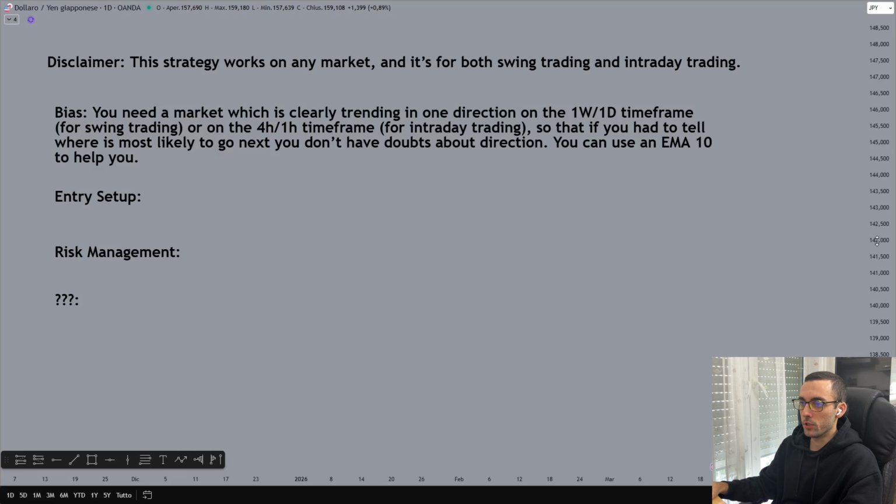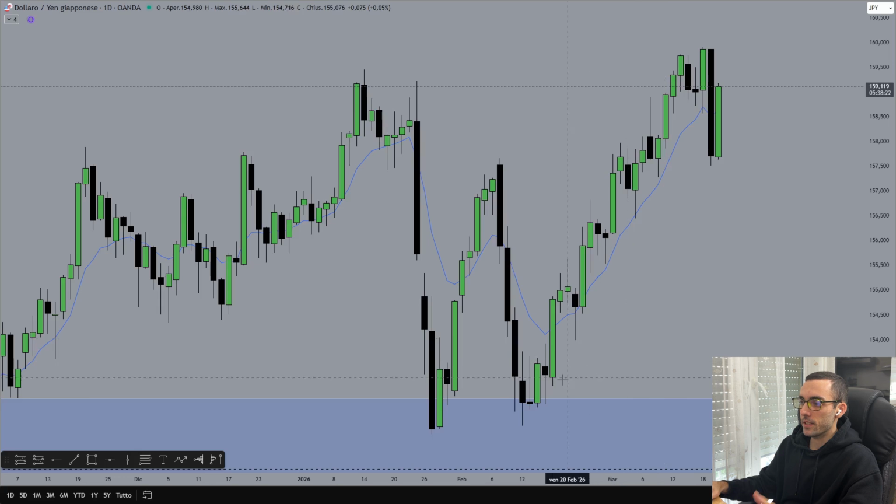You need a market which is clearly trending in one direction on the weekly or daily time frame if you are swing trading, or on the 4-hour or 1-hour time frame for intraday trading. What I mean is that you have to look at the chart and have no doubt about the direction it's going to go. As an example, I'm giving you this USD Yen daily chart.